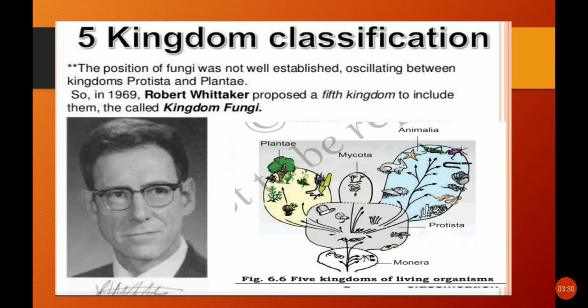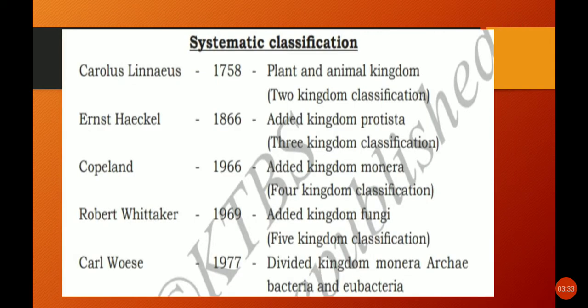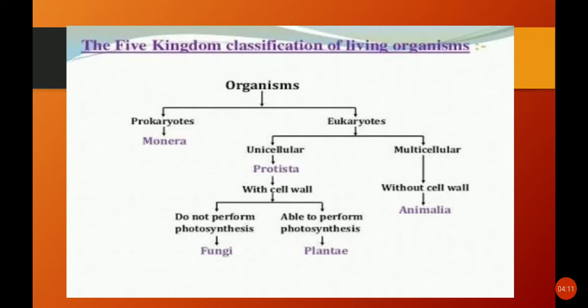Next, this is a systematic classification. First Carolus Linnaeus did the plant and animal kingdoms, and Ernest Haeckel added the Protista kingdom. Copeland added kingdom Monera, and Robert Whittaker added kingdom fungi. Carl Woese divided kingdom Monera into Archaebacteria and Eubacteria. So these are the 5 kingdoms.